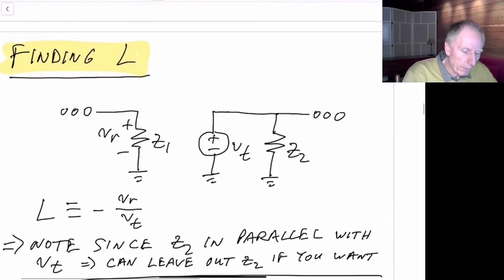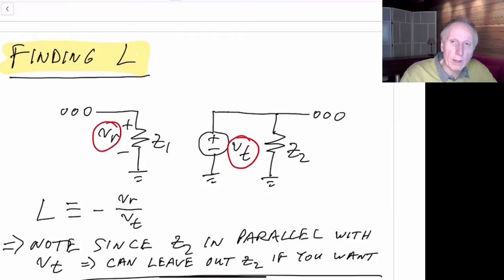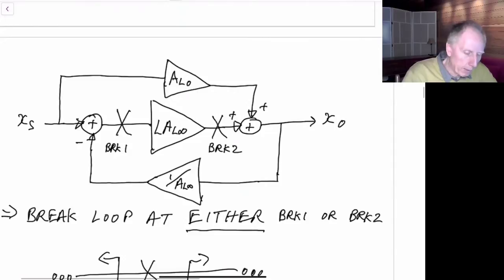And so then, by definition, the loop gain, L, is just minus Vr divided by Vt. And so it's the gain from Vt all the way back to Vr. So going once around the loop. So in other words, if we're breaking it at this location, we're finding the gain around this loop back to this location.